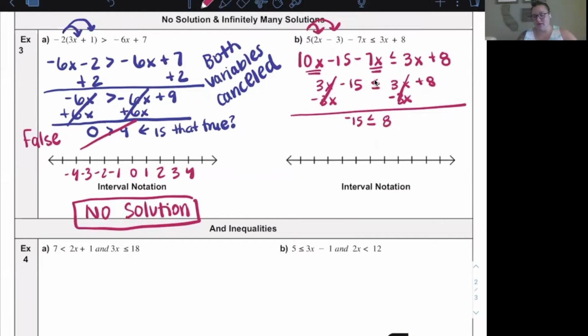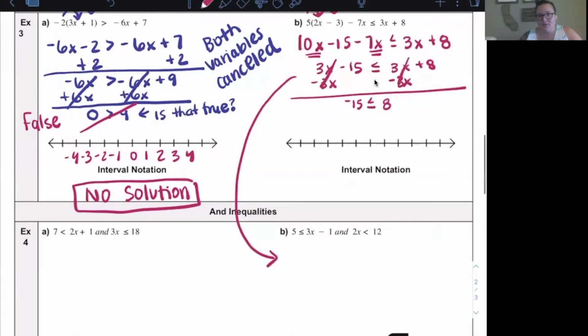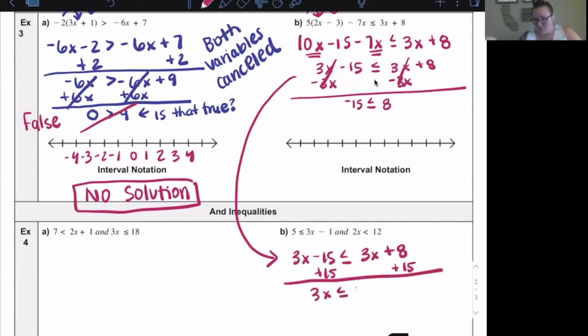Or some of you may have done 3x minus 15 is less than or equal to 3x plus 8. Maybe you added 15 to both sides, and you got 3x is less than or equal to 3x plus 23. Then you subtracted 3x from both sides, and you got 0 is less than or equal to 23. So either way, if you ended up with this statement, 0 is less than or equal to 23, or negative 15 is less than or equal to 8, the following steps are still going to be the same, regardless of which inequality you have as your answer.